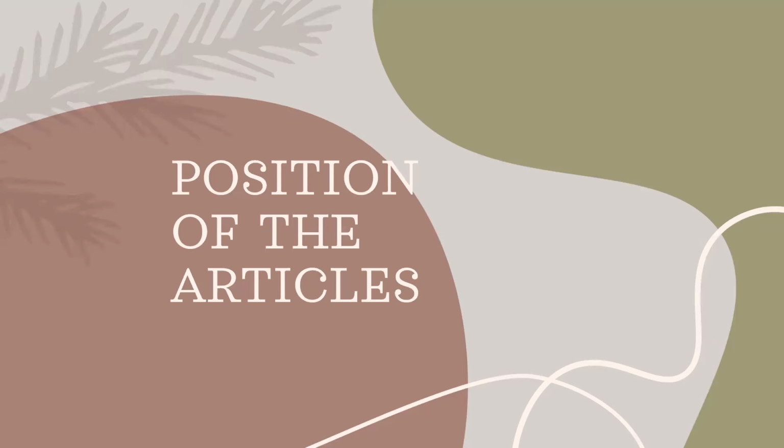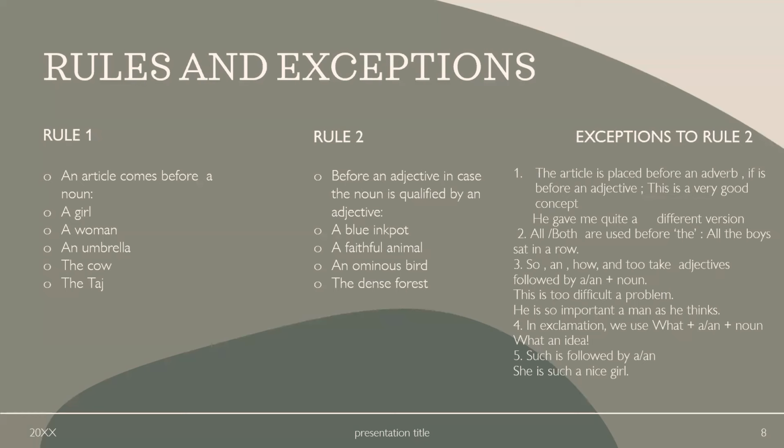Likewise. So let's see the position of the articles, how and where it is placed. In this, you have certain rules and exceptions. In rule 1, we would like to see an article comes before a noun. That is, a girl, a woman, an umbrella, the cow, the Taj.